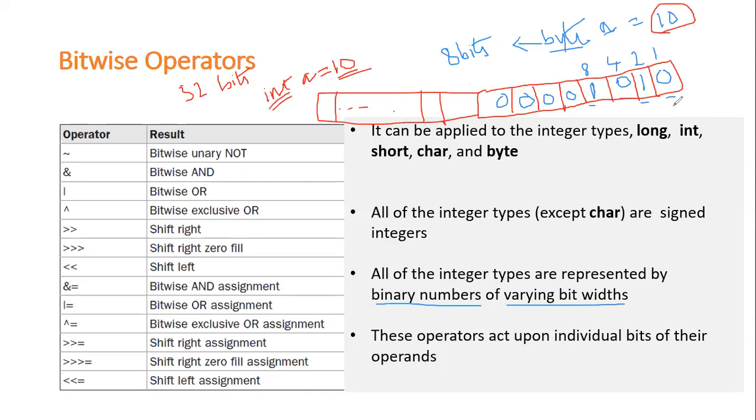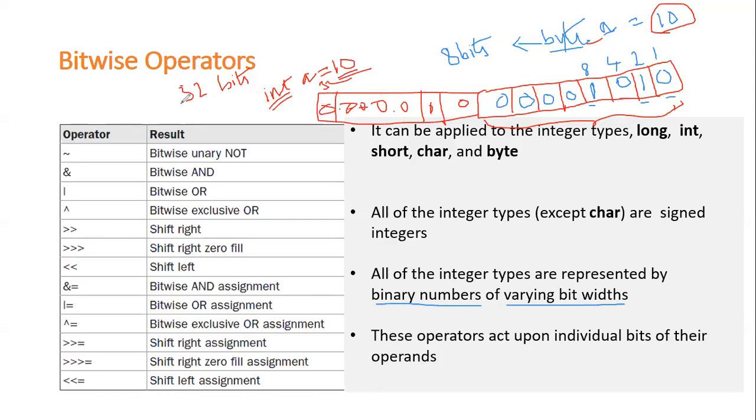Start from 1, 2, 3, 4, 5, 6, up to 32. So the total size should be 32 bits. I hope you understood this, right? Why did I take 8 bits here? Because byte is going to occupy 8 bits. That's why I drew it in terms of 8 bits. The same thing, if it is 32 bits, I have to put 0, 0, 0, 0, up to 32 bits. Why?